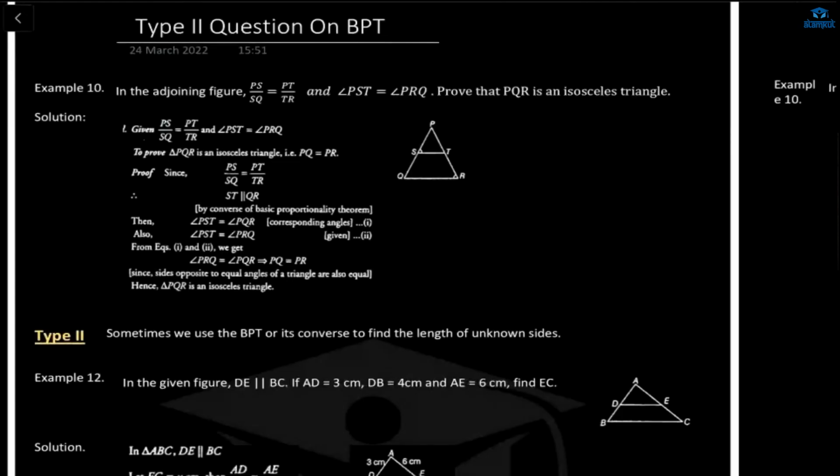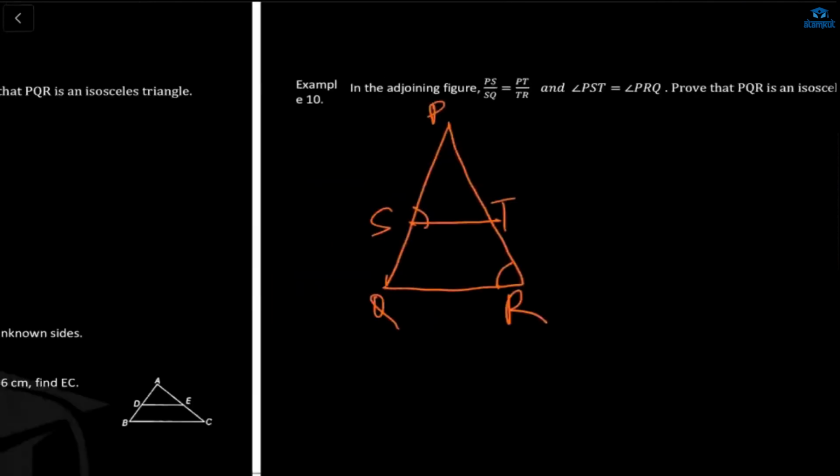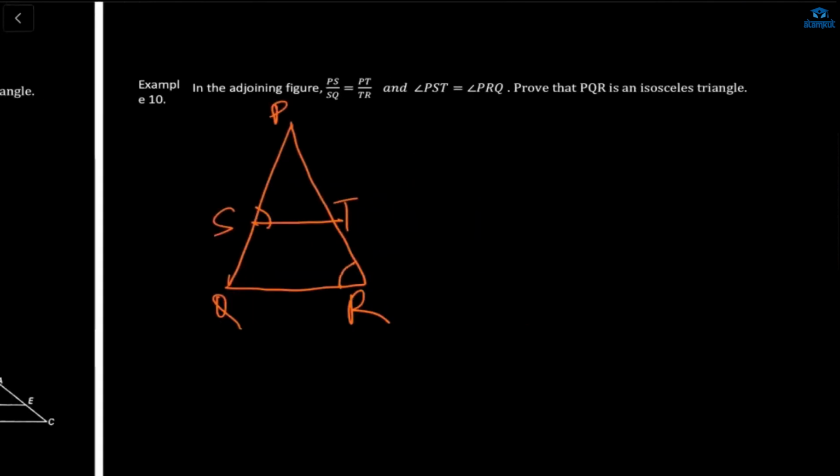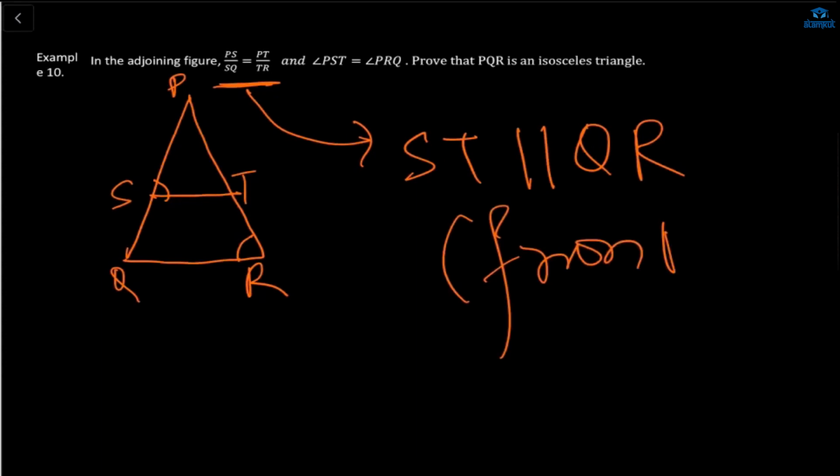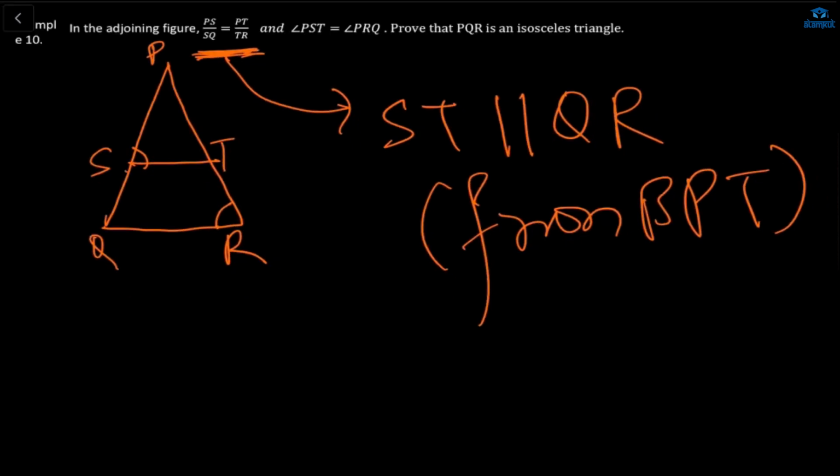Now, one of the examples we'll just quickly do. This was the diagram. In the adjoining figure, PS by SQ is equal to PT by TR. What does this conclude? That ST is parallel to QR from the BPT theorem. If this condition is there, then ST will be parallel to QR.